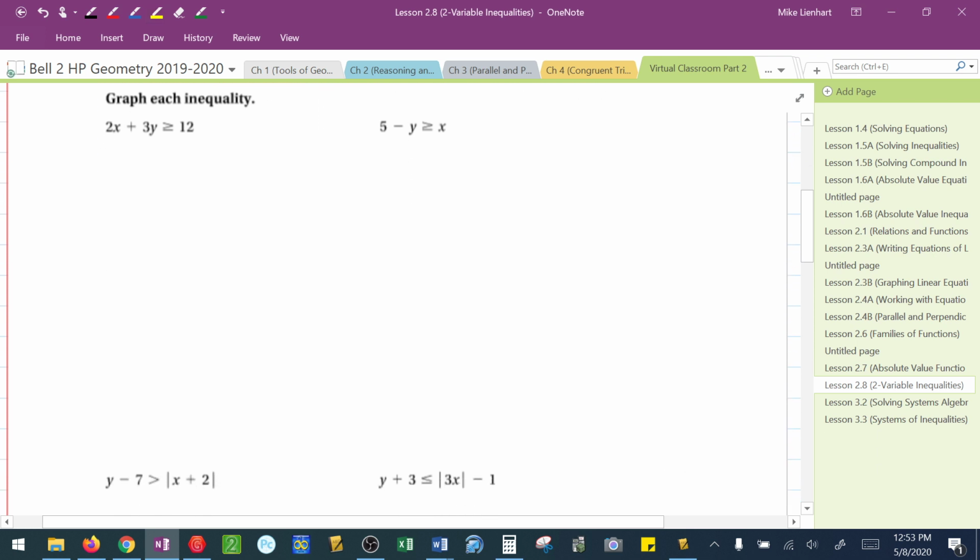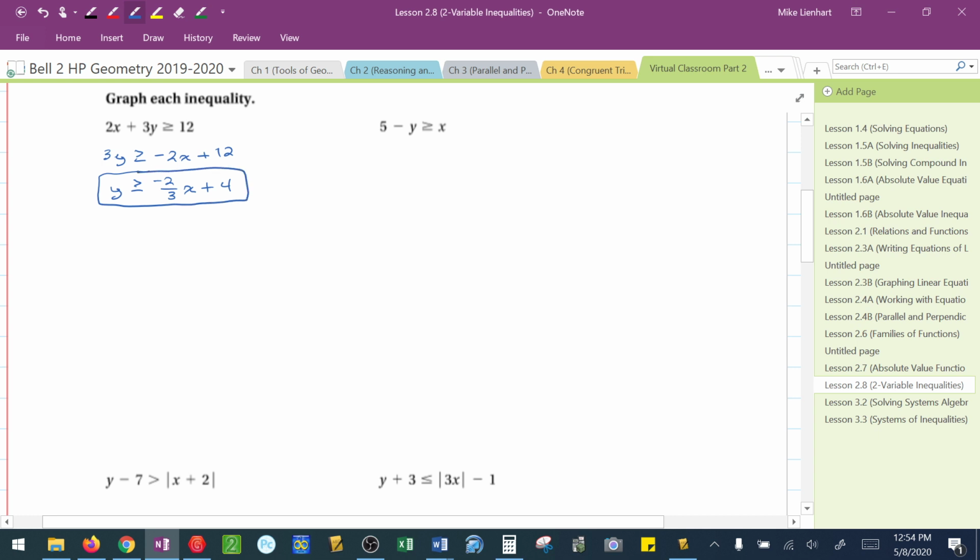The first thing I notice is the first graph they want me to do is the graph of a linear inequality. It's a line. I need to solve this for y. So the first thing I'm going to do is rewrite it as 3y is greater than or equal to negative 2x plus 12. And then I'm going to divide everything by 3, and I get y is greater than or equal to negative 2/3 x plus 4. This is what I am trying to graph.